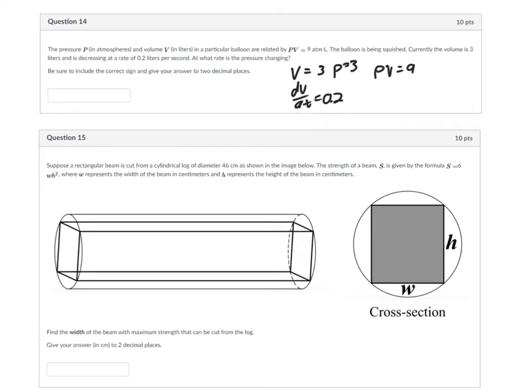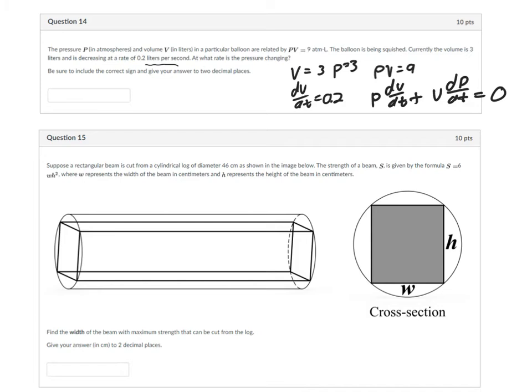Since we're taking the derivative with respect to time, and we know that because it's 0.2 liters per second, that's the giveaway, we're going to have to use the product rule. So it's going to be P times the derivative of V, so dV/dt, plus V times the derivative of P, which would be dP/dt. And that's equal to the derivative of 9, which is 0.